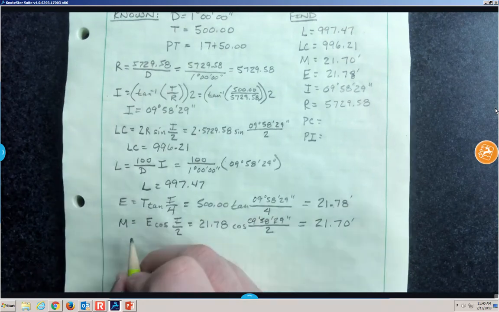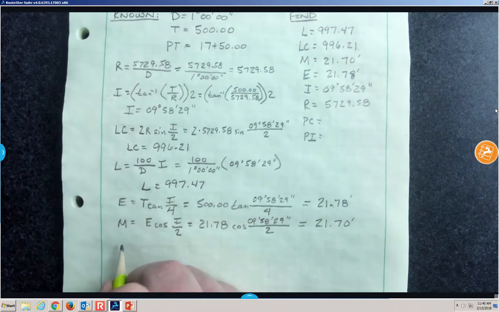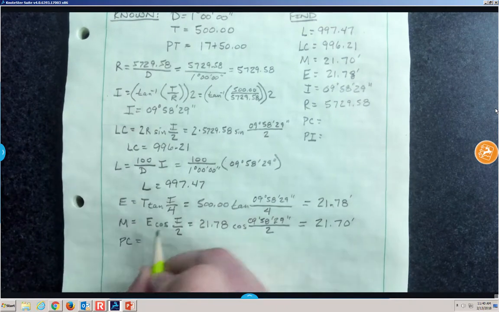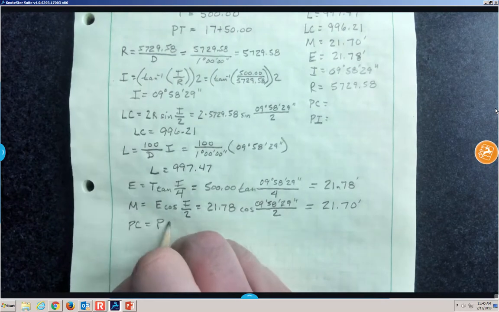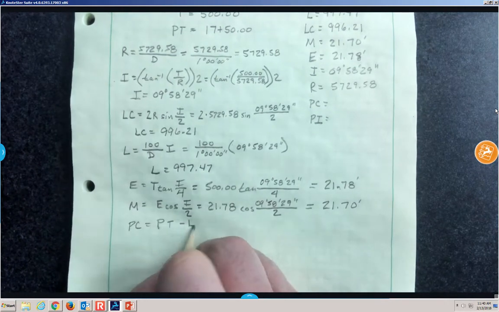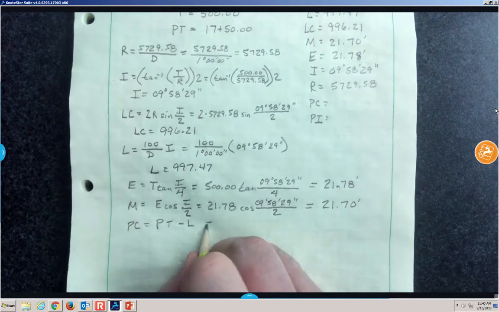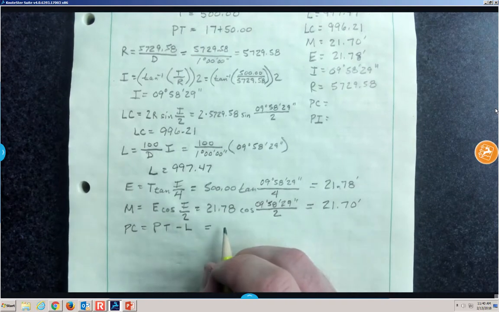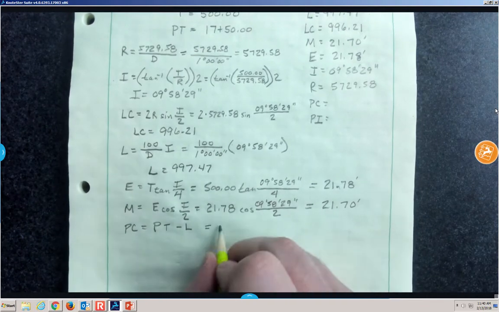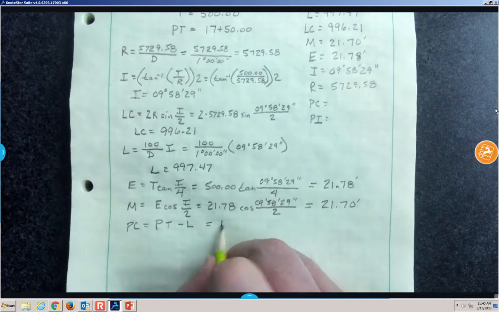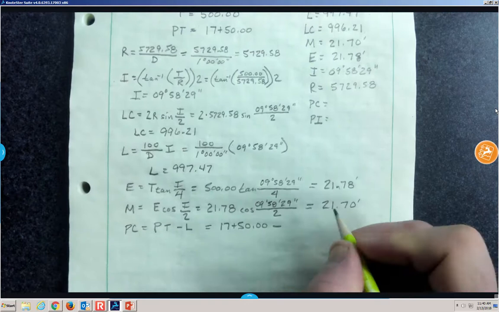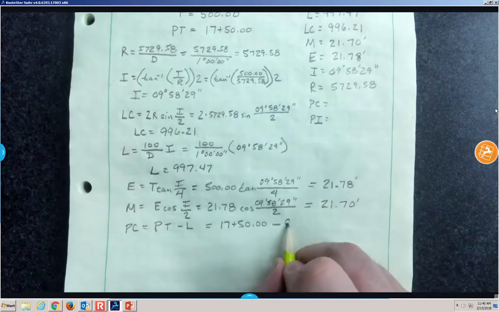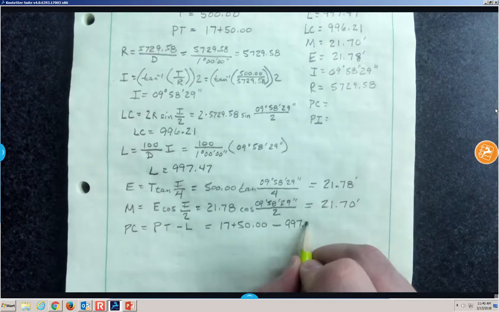All right, so let's look at finding the PC. So the PC equals what? PT minus L. Very good. So we have our PT they gave to us, 17 plus 50.00, minus L, which we found at 997.47.